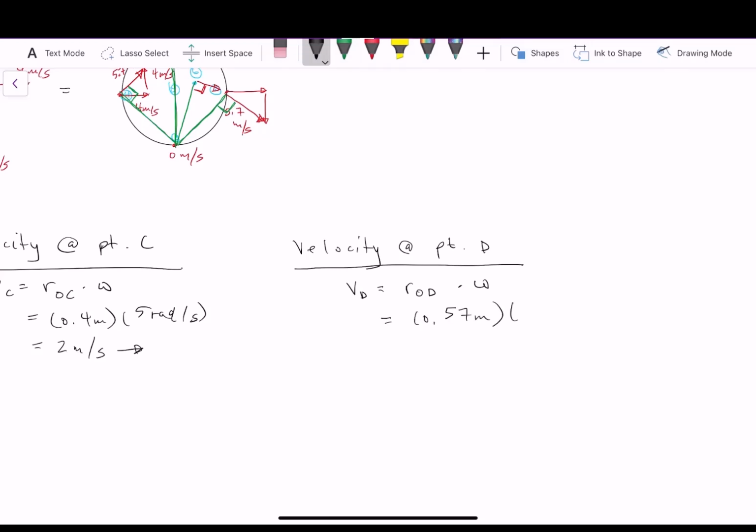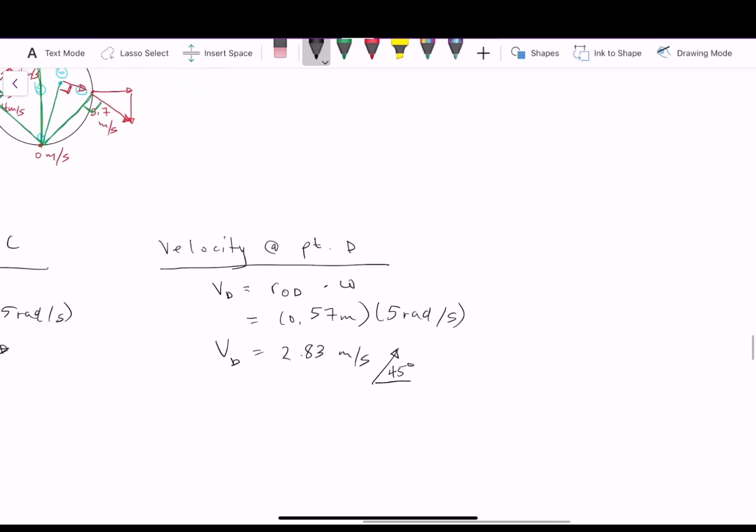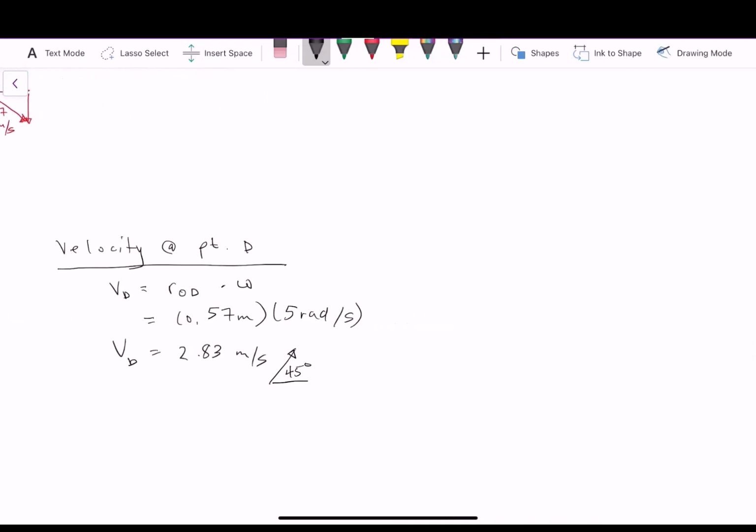0.57 meters times 5 rad/s. And so VD is equal to 2.83 meters per second. Now it is a vector, so we have to show the direction. Since both sides of that triangle are equal, this would be 45 degrees. I went pretty quick. If you're unsure how I got ROD, all I did is take the square root of 0.4 squared plus 0.4 squared, and that gives you 0.566 meters, or 0.57.